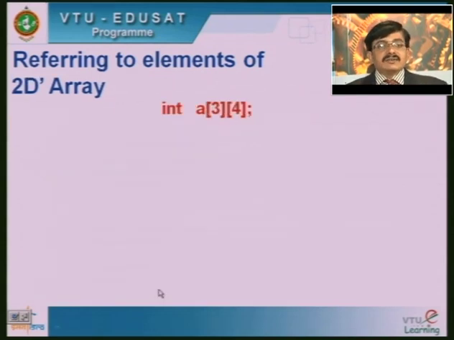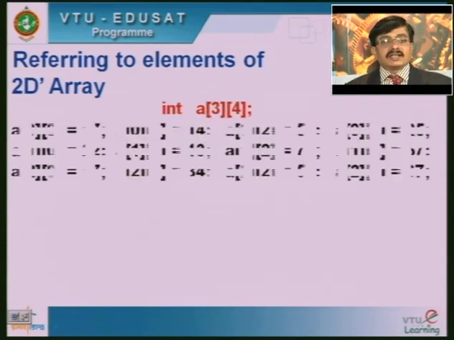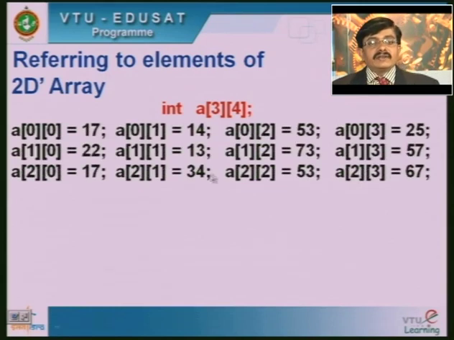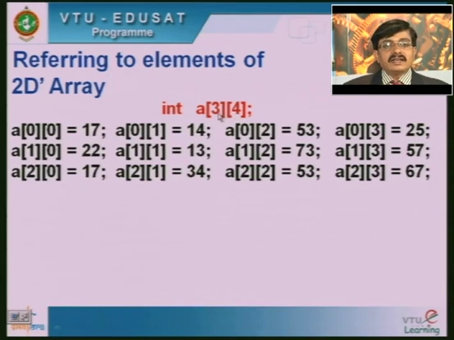Now, similarly, if you look at the 2-dimensional arrays, individually we can access each of these elements. Here we have 3 rows and 4 columns. So, the row index will run from 0, 1, 2 and the column index will run from 0, 1, 2, 3. The first element is a of 0, 0 which is 17, and 0, 1 is the second element of the 0th row, 0, 2 is the third element of the 0th row, and 0, 3 is the last element of the 0th row.